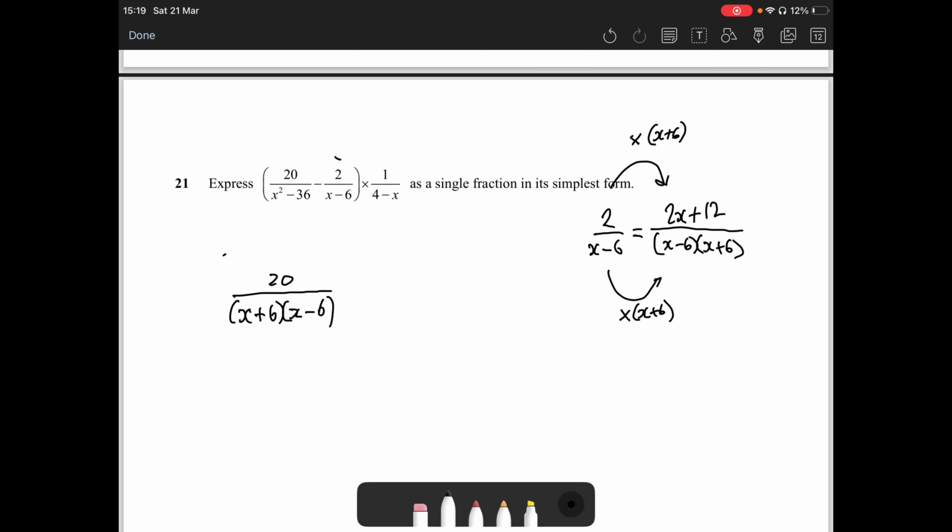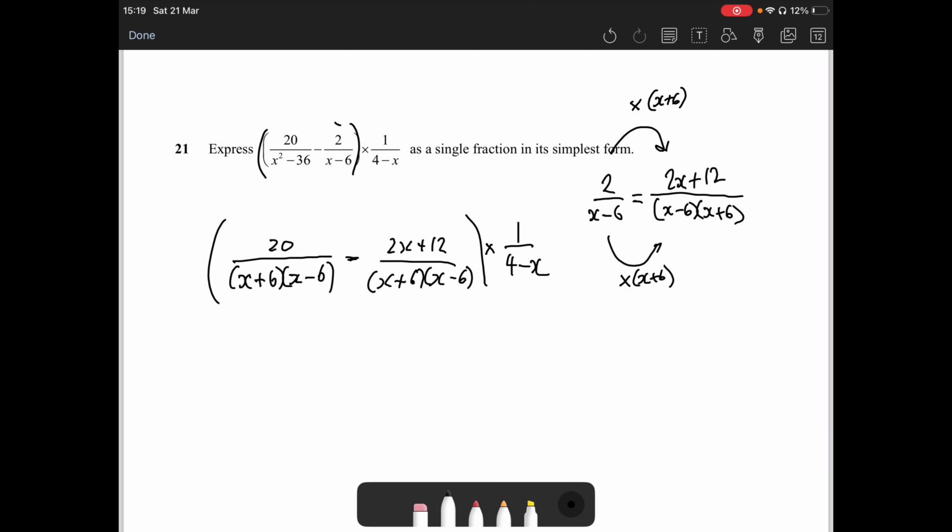So think about it. Inside this big bracket, I'll have 20, take away x plus 6, x minus 6, minus 2x plus 12. But that now has the same denominator, times 1 over 4 minus x. Because I have a common denominator now, I can bring them all under one happy family. That happy family being x plus 6, x minus 6. And then I do 20, 20 take away 12, which is 8.